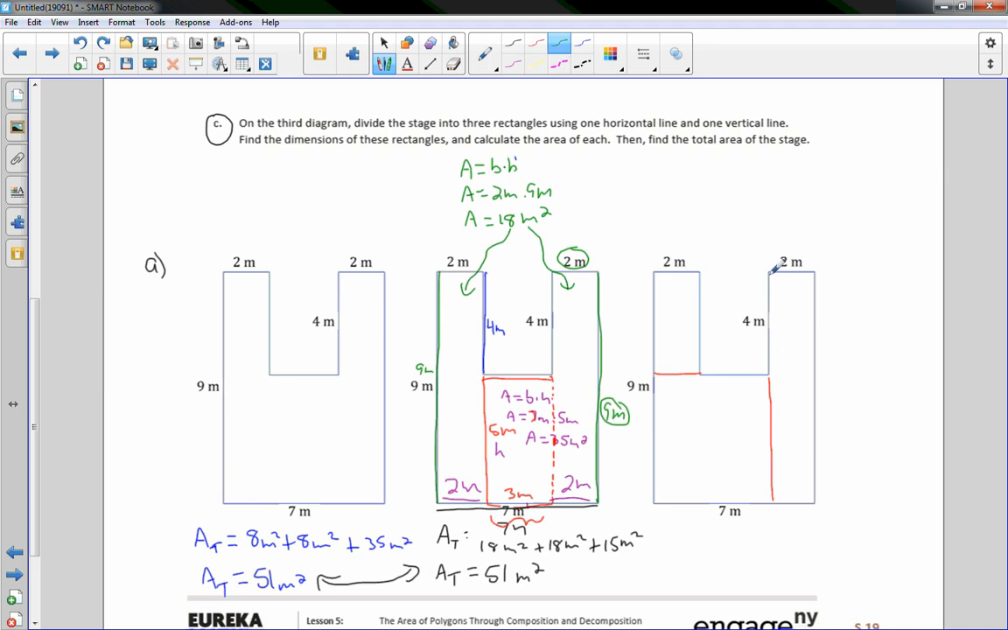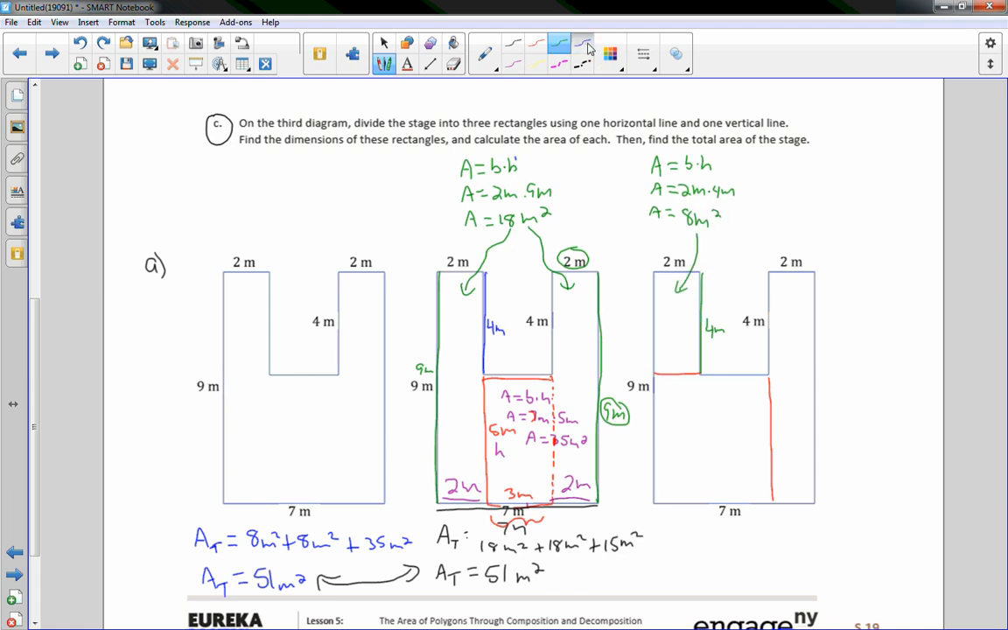So if this is 4 meters, and I move it over here, I now know that this is 2 and this is 4, and that is my base and my height. So I am going to calculate the area of this rectangle, which equals base times height. Always write the formula first. Substitute in the givens. 2 meters times 4 meters. So the area of this small rectangle here is 8 meters squared.